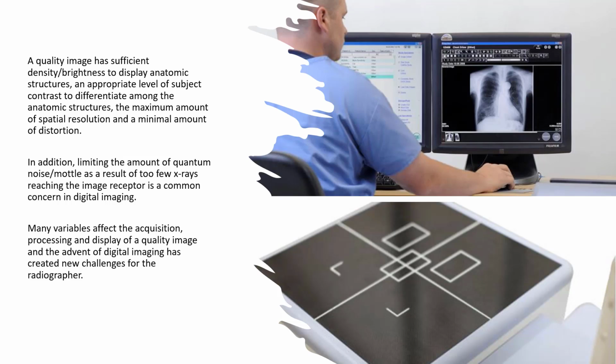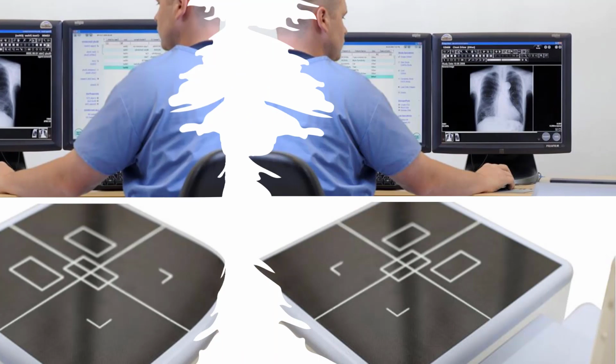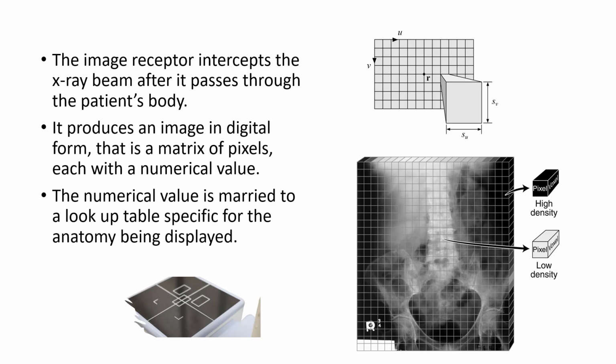Many variables affect the acquisition, processing, and display of a good quality image, and the advent of digital imaging has created new challenges for the radiographers, because to achieve good quality contrast, spatial resolution, etc., we need to understand the system or the modality that we're working with and how it acquires the image. The image receptor or detector is known as the IR. The image receptor intercepts the X-ray beam after it passes through the patient's body. In other words, it collects the remnant radiation that has passed through the body. The rest of the radiation has been absorbed in the body.